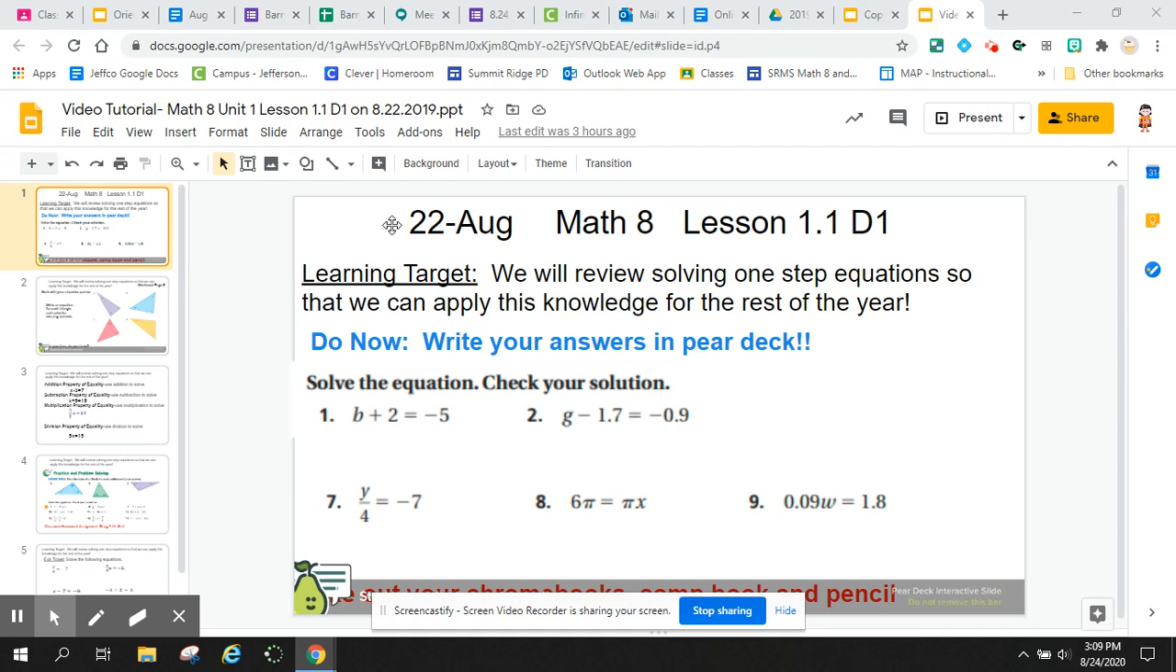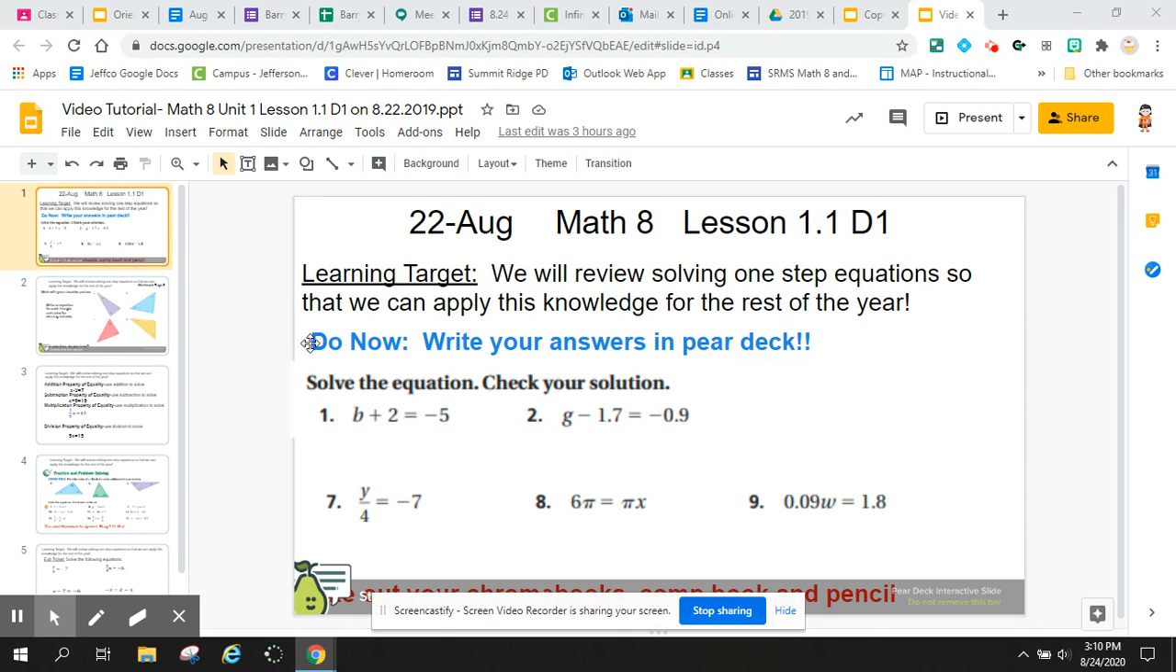So up here we have the date, the class, and the lesson. Lesson 1.1, day 1. Underneath it, I will always put the learning target. Your learning target should be written in your graphing comp book. I want you to think of your graphing comp book as where you're going to be taking all your notes.